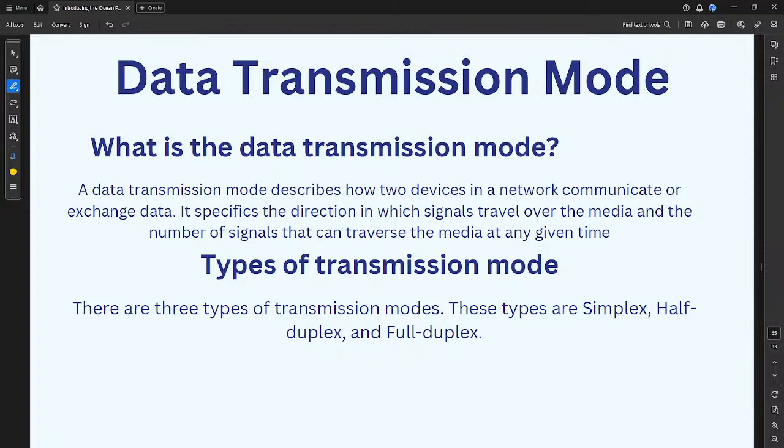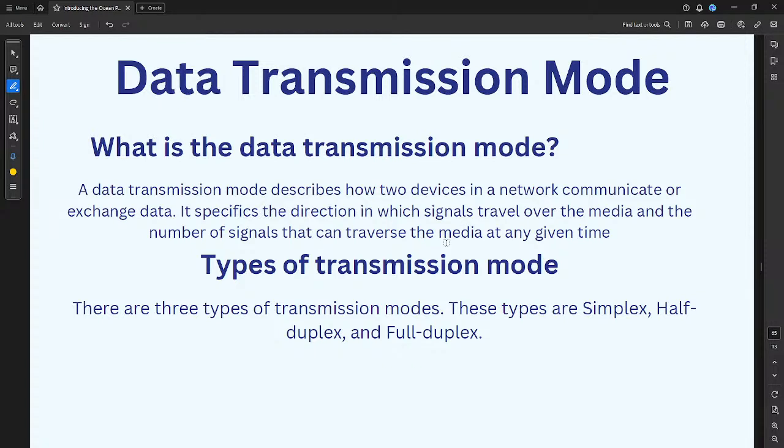Okay, so that leaves us with data transmission mode. Now, what is data transmission mode? A data transmission mode is simply the mode that describes how two devices in a network communicate or exchange data. It specifies the direction in which the signal should travel over the media, and of course the types or number of signals that can traverse the media at any given time.